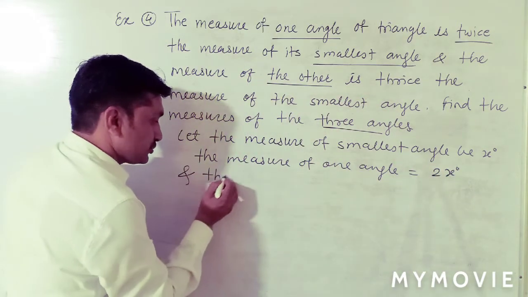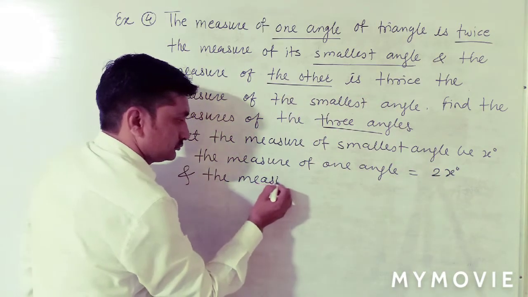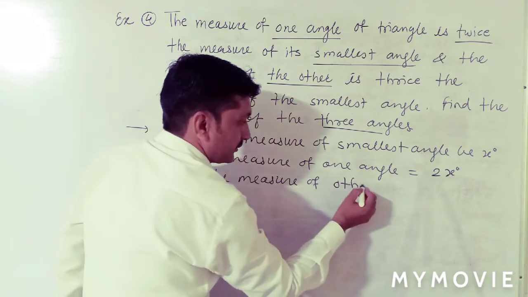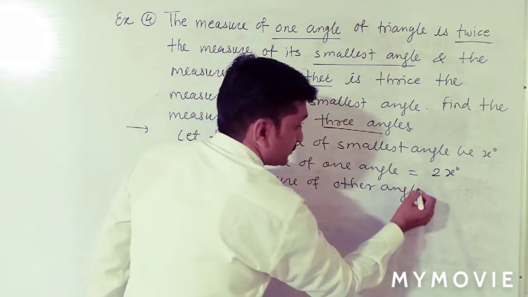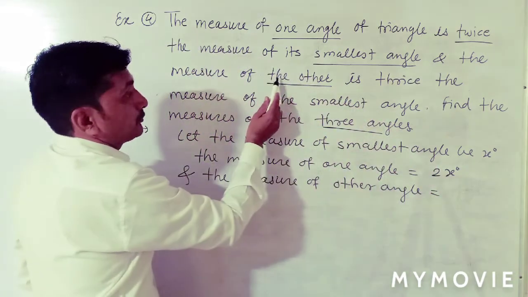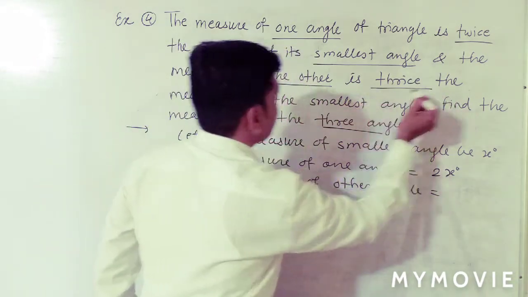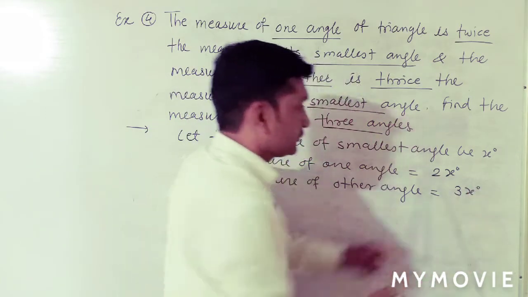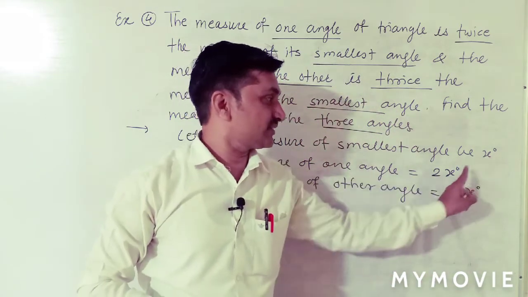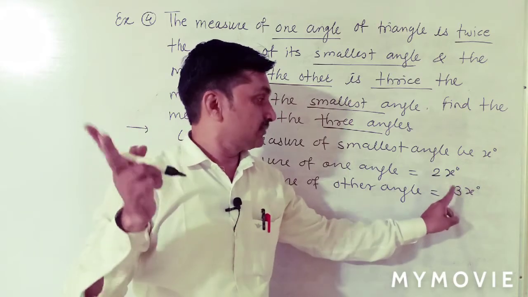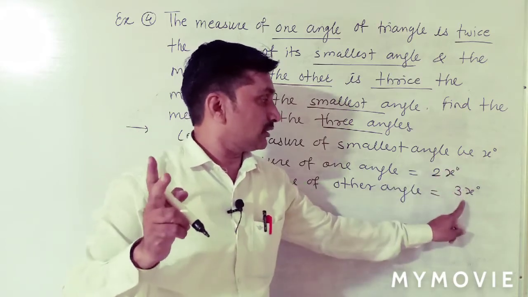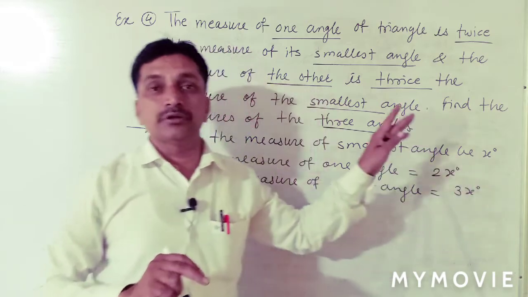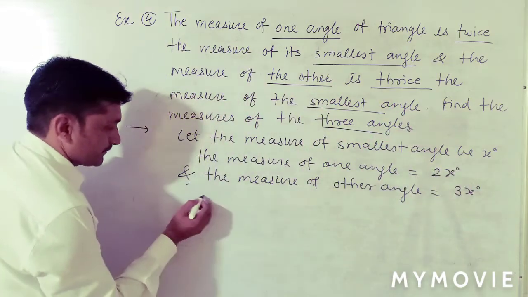And the measure of the other angle. What is the condition for the other? The measure of the other angle is thrice the smallest, means 3x. These are three angles. Smallest x, one angle 2x means twice the smallest, and the other is 3x means thrice the smallest. Now we have to use the angle addition property for this.